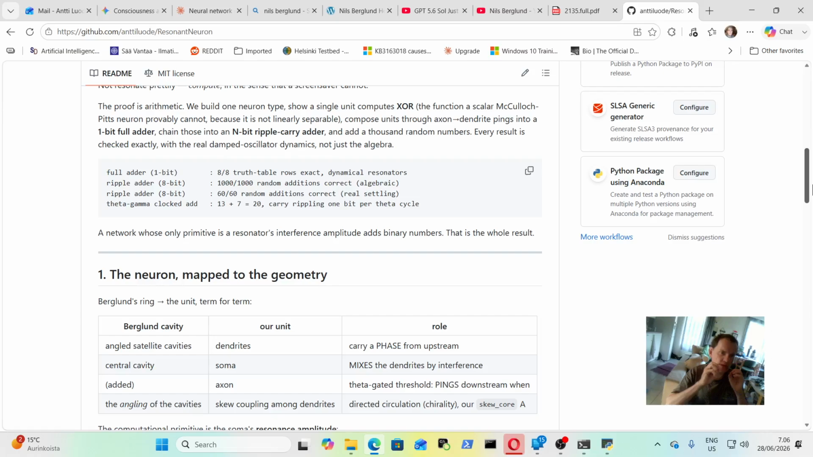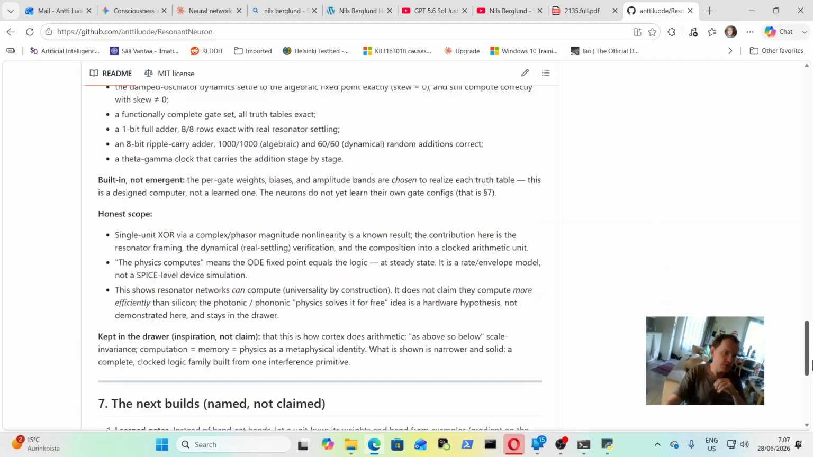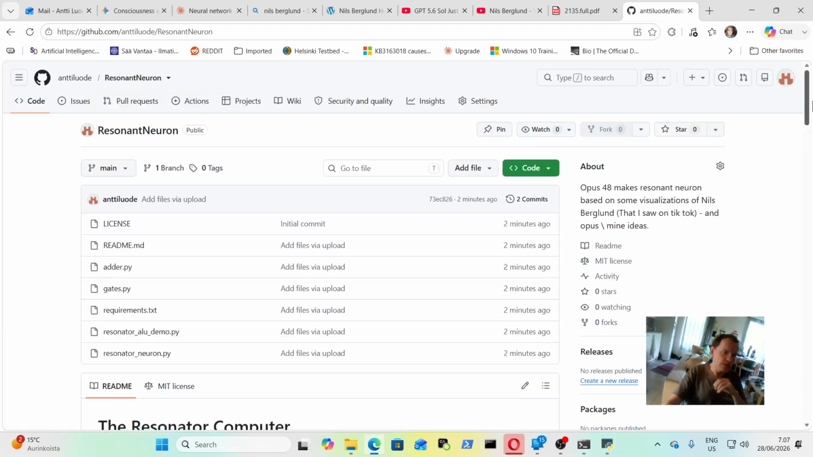Compose units through axons, so it's going to do that. Then wire them into a 1-bit full adder, chain those into an n-bit ripple carry adder, and add 1,000 random numbers. Every result is checked exactly with the real damped oscillator dynamics, not just the algebra. And here is the thing, so you guys can go to this and check it out. Is it bullshit? Is it true? And how did this come to be?